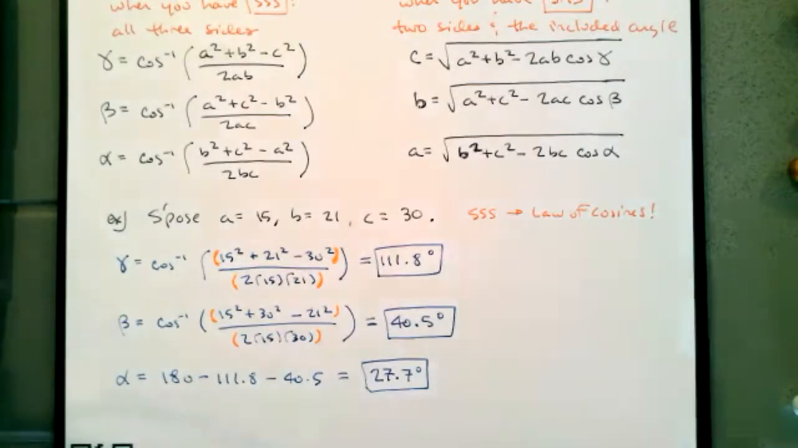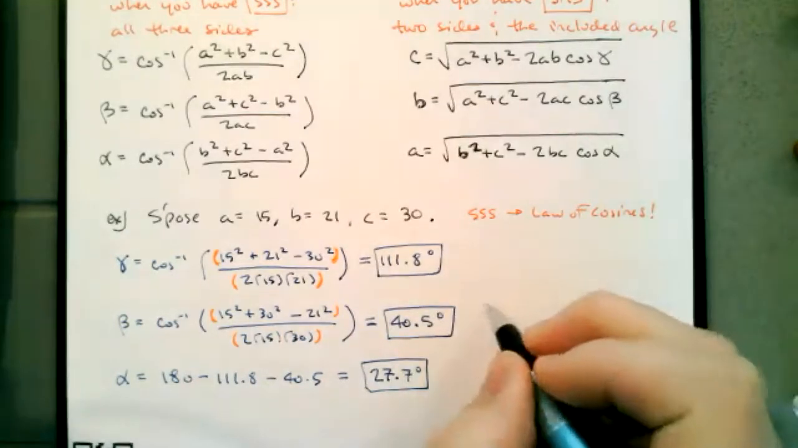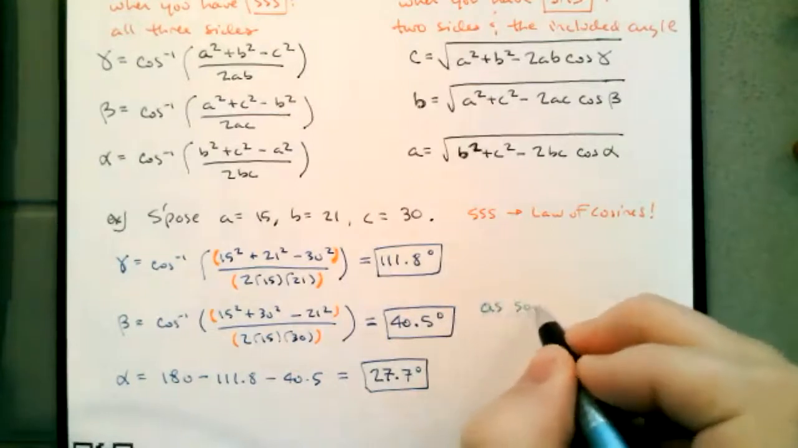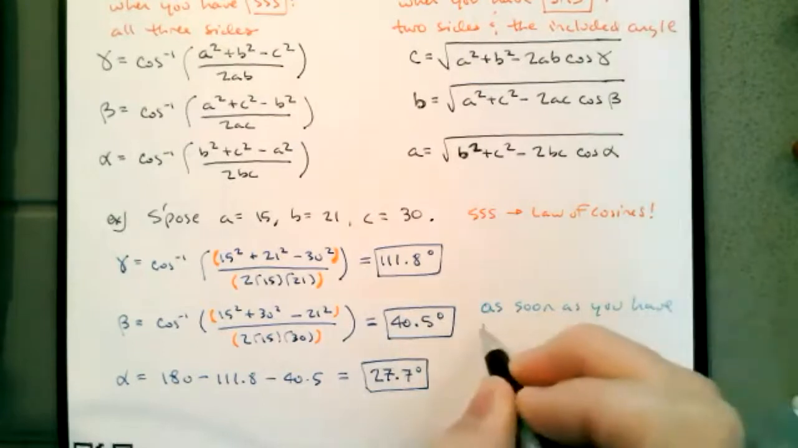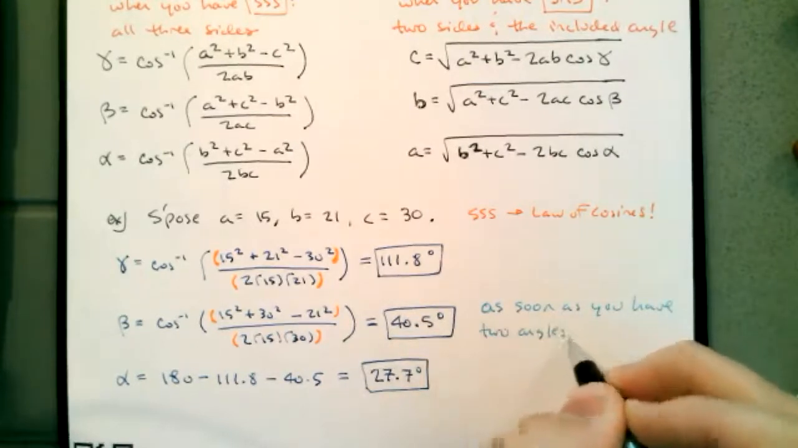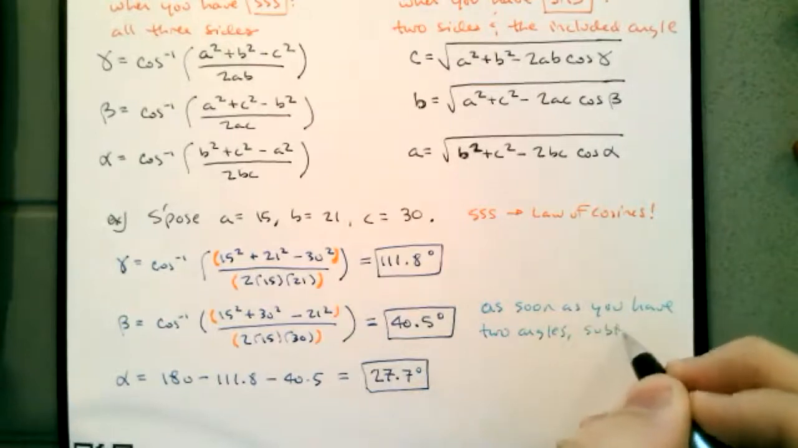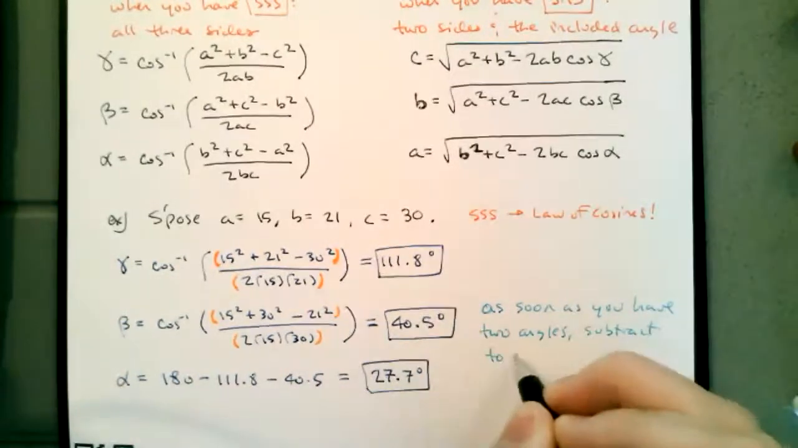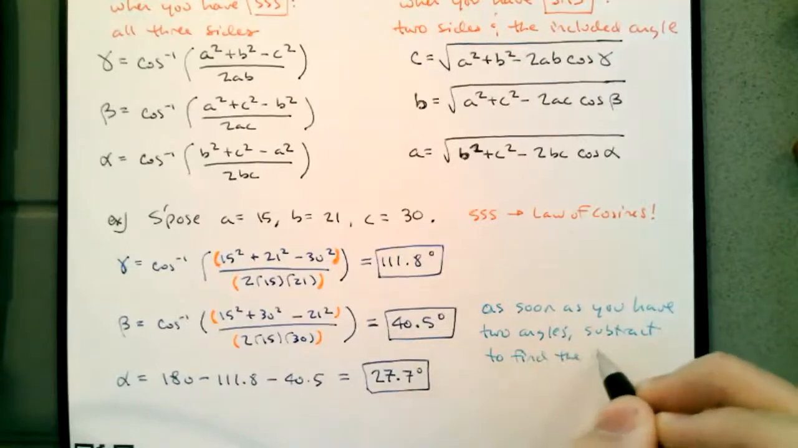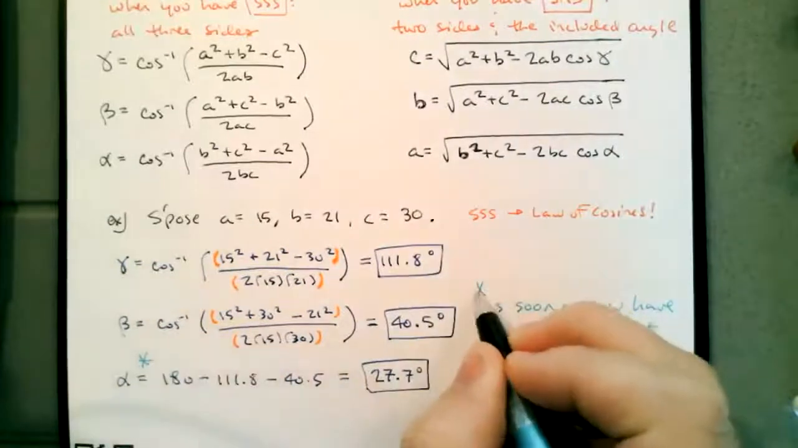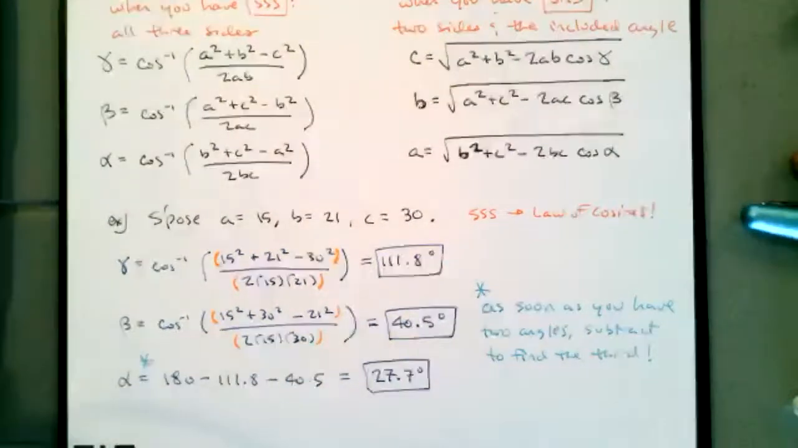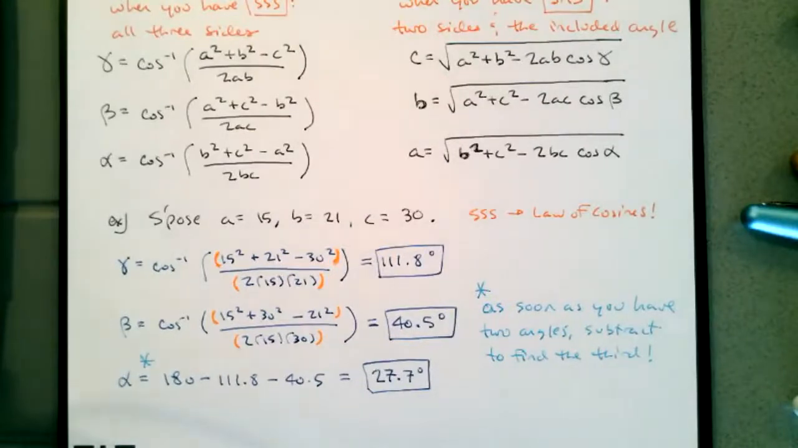But as soon as you have two angles, subtract to find the third. Or use the law of cosines again. I mean, sometimes you just want to be extra. Any questions?